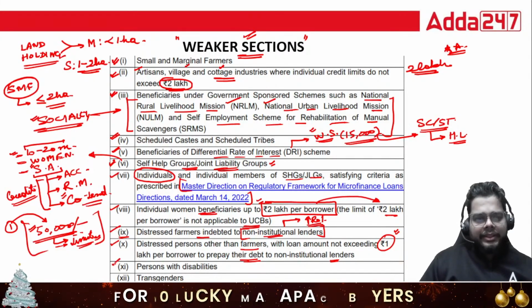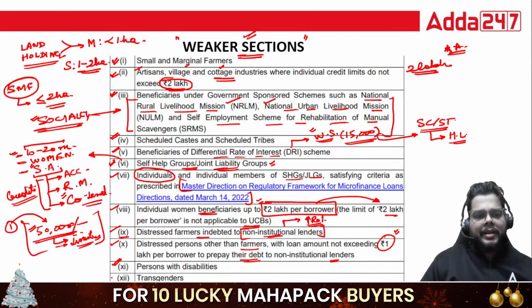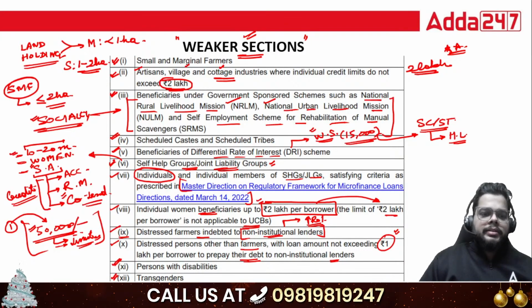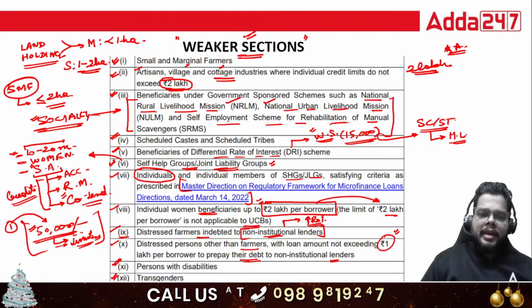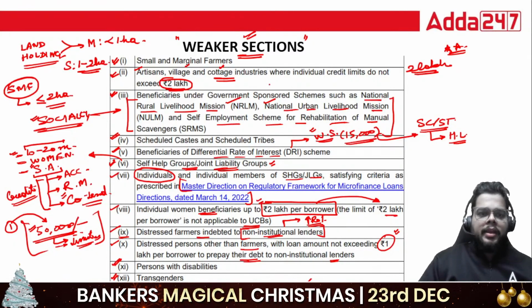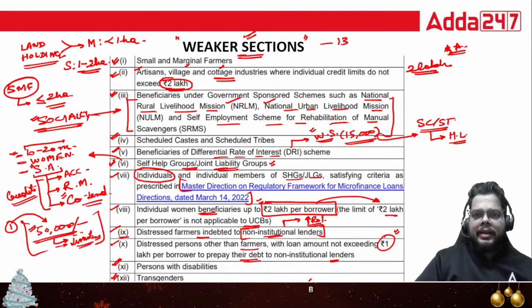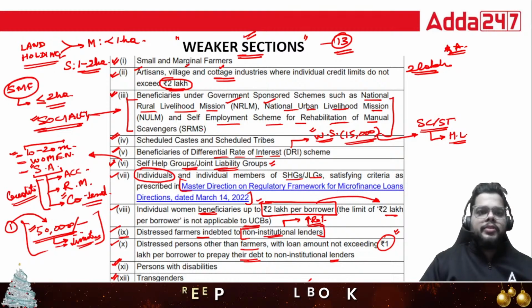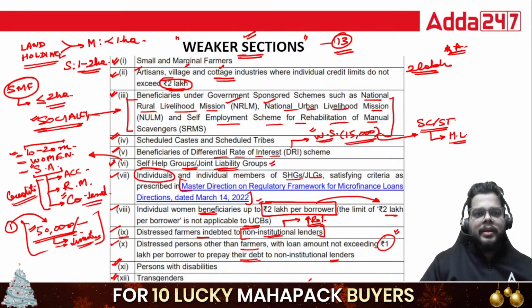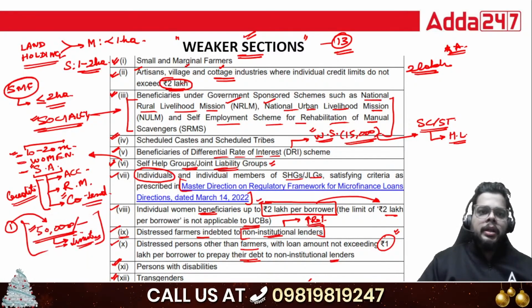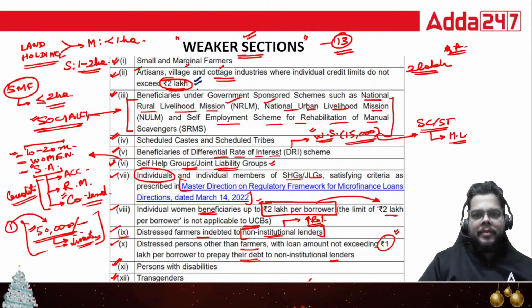Then persons with disabilities are also considered under the weaker sections. Transgenders as well as the minority communities, as may be notified by the government of India from time to time. So the 13 categories which we have just seen, you must remember at least three. First is the 2 lakh one, because wherever you find that particular number given, the limit is defined. From there, IIBF asks questions.